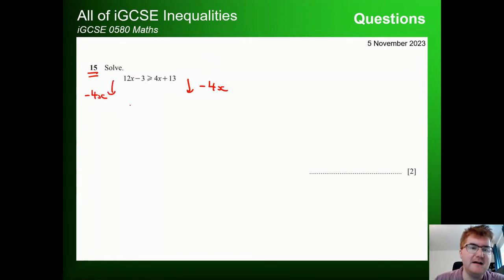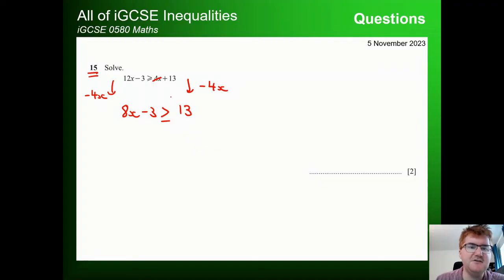12x minus 4x is 8x. The -3 stays as it is, so we're focusing on x's, not the numbers. And we have our greater than or equal sign. 4x minus 4x cancels, and then we get 13 here. Again, we're just going through this nice and steadily.